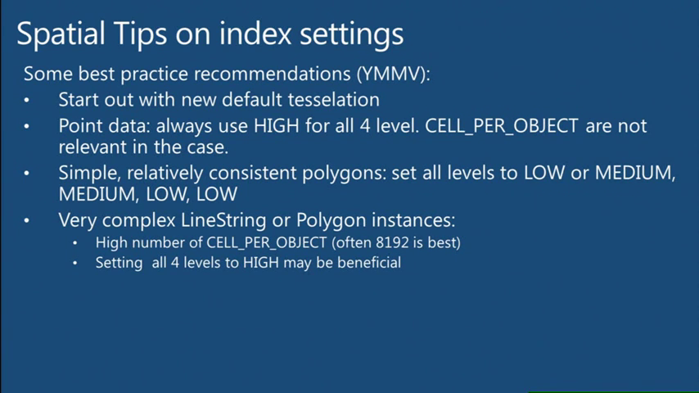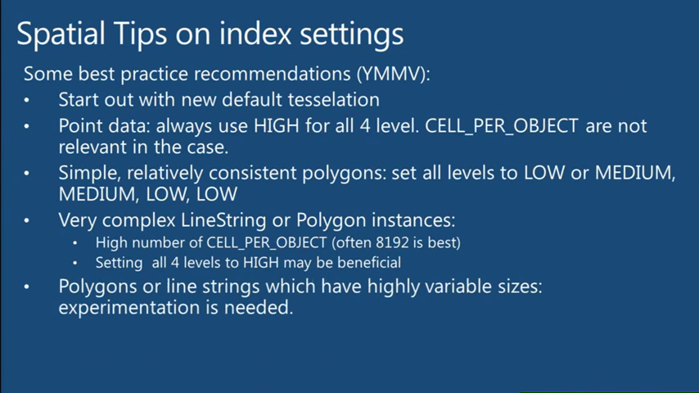If you have simple, relatively consistent polygons, and the default tessellation was not the best one, you can go to either low or medium, low, low as an alternative. If you have very complex line strings or polygon instances, we recommend that you up the cells per object to a higher level, because that gives you much better precision and can increase your internal filter efficiency, because you basically have more cell coverage in that context.